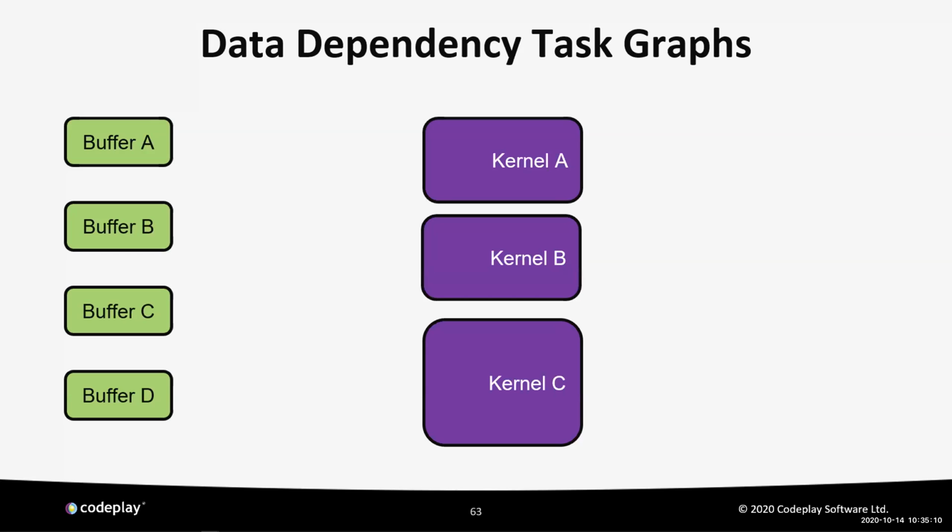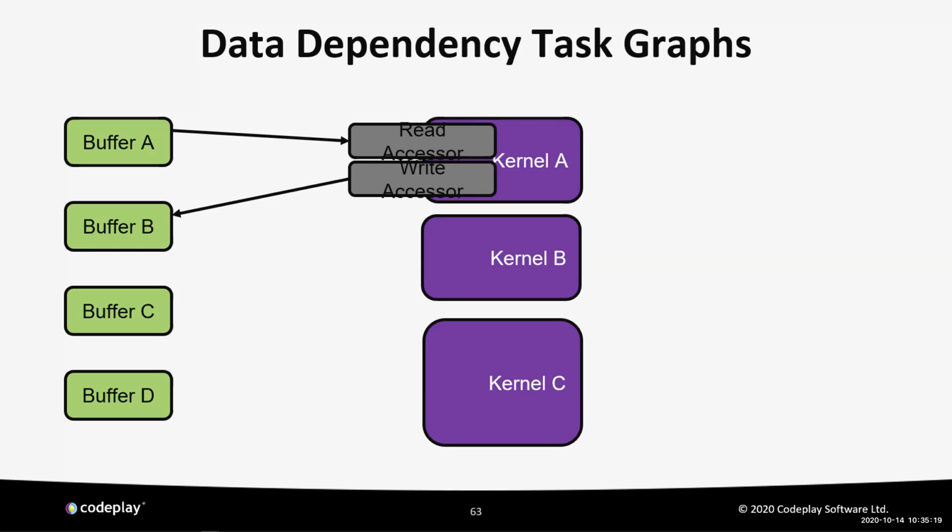And then now you have to build a data dependency task graph, which is familiar to many people, especially in high performance computing, these DAGs. What happens is if you have multiple kernels, A, B, and C, you might have buffer A, which accesses a read accessor in kernel A. And then kernel A outputs its result through a write accessor to buffer B.